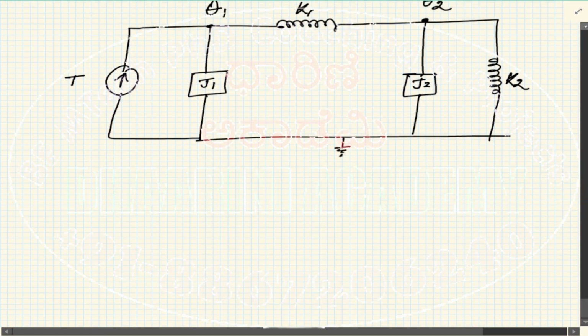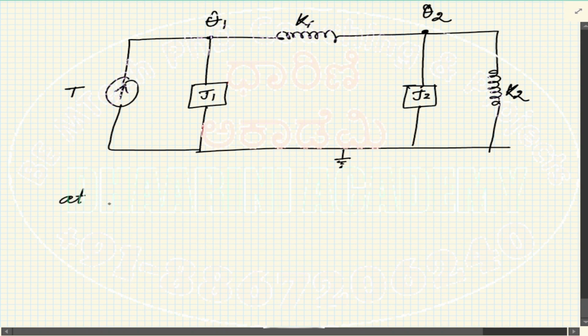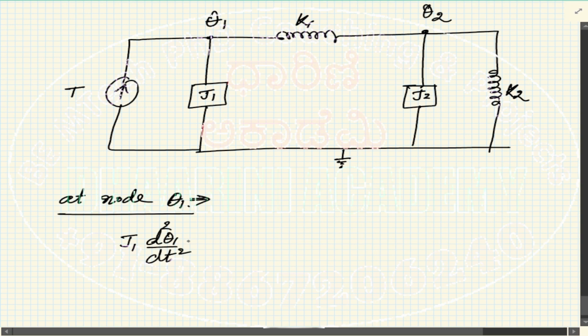So the first part is at node theta 1. Okay, so at this node, I can see a J1, so this is J1 d square theta 1 by dt square, right? Then theta 1 is also connected to a K1, and the response of the K1 is the difference of theta. So this is theta 1 minus theta 2, right? This is equal to whether any input is provided to this node, yes, that is capital T.